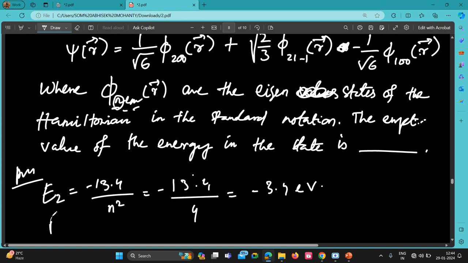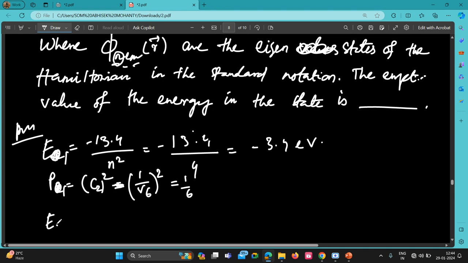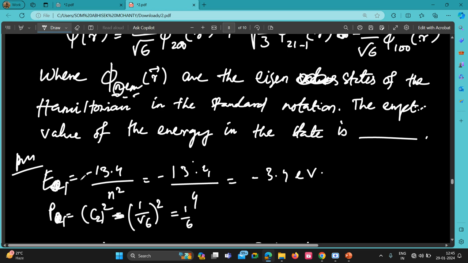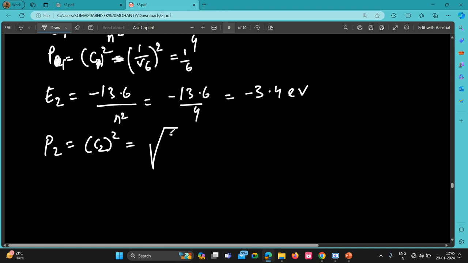Okay. And what is the probability here? Probability of E2 is coefficient square, isn't it? So the coefficient will be 1 by root 6 whole square. That is 1 by 6. Now again the second term. Let's take it as E1, P1. Second term is E2, again the energy is, n is 2. So I can write the energy as minus 13.6 by n square. That is minus 13.6 by 4. That is minus 3.4 electron volt. And probability will be again this coefficient square. Let's write this as C1. This is C2 square. What is C2? C2 here is root over of 2 by 3. So root over of 2 by 3 whole square. That would be 2 by 3.